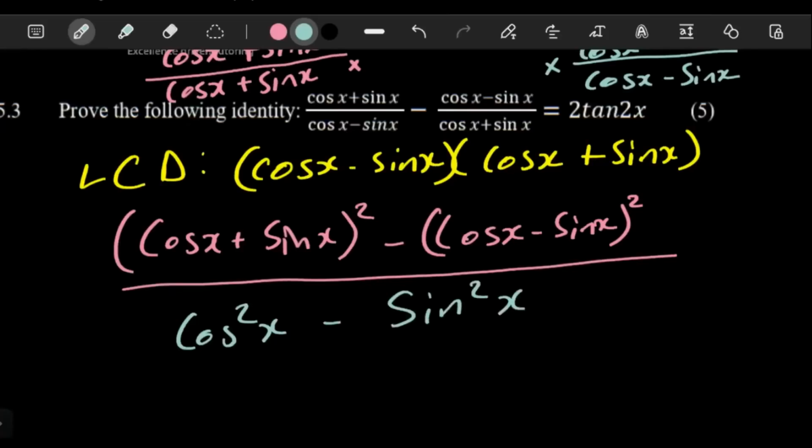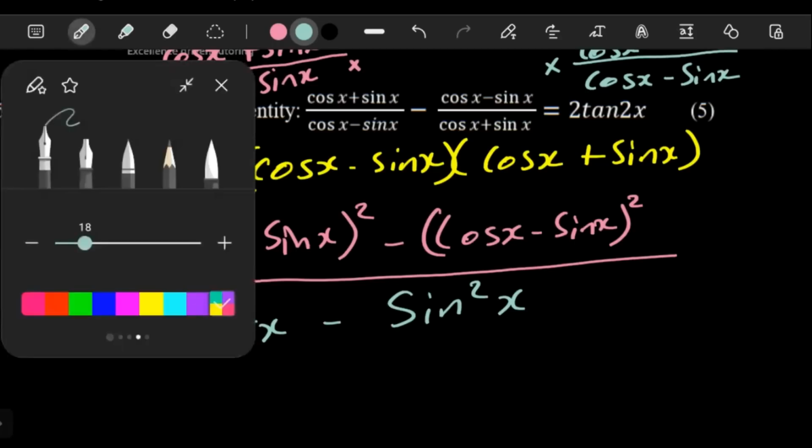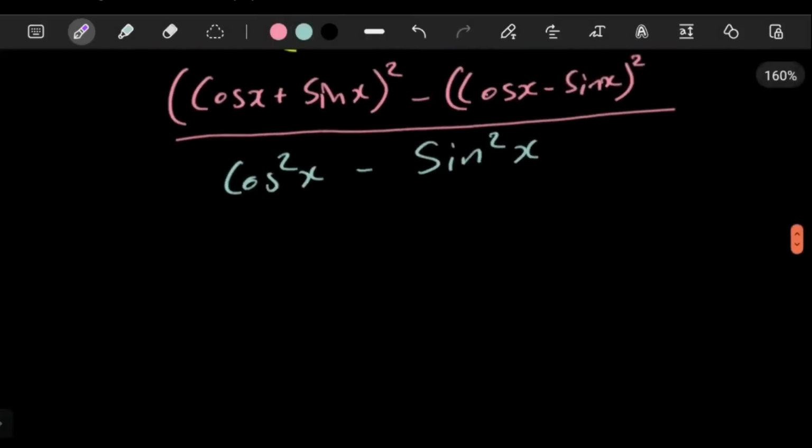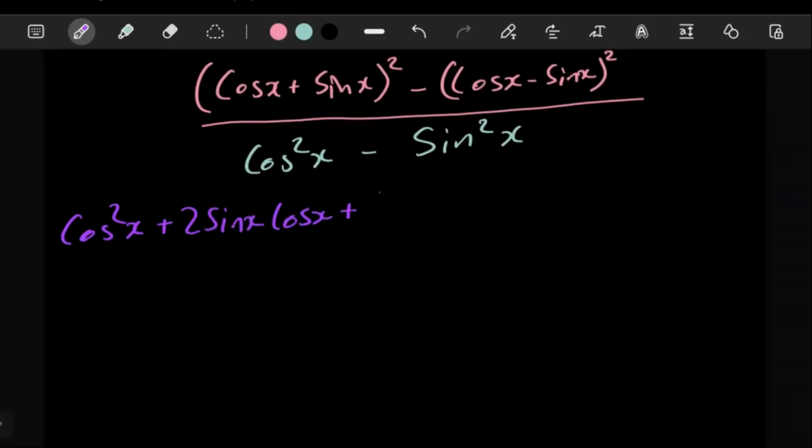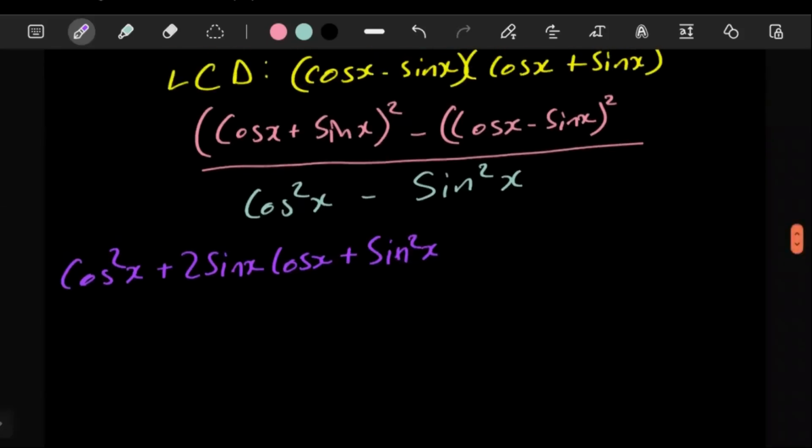If you multiply out these brackets of your LCD, you'll end up with what we have just written down here. So looking at how we're supposed to turn this into something that looks like the right-hand side, it looks as though multiplying out these brackets is unavoidable. So we just have to do it. So here, cos plus sine x squared is going to be cos squared x, and then plus 2 sine x cos x, and then plus sine squared x, if you multiply it by itself.